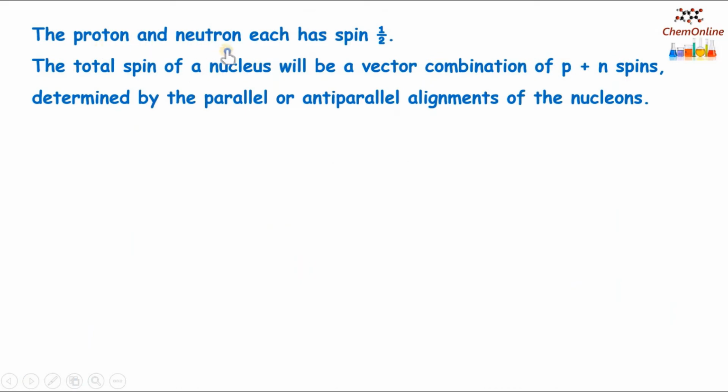Each proton and each neutron will have a spin 1/2, similar to that of electron. And the total spin of a nucleus will be a vector combination of p plus n spins, where p is the number of protons and n is the number of neutrons. And this spin is determined by the parallel or anti-parallel alignments of the nucleons. That is, whether the spins of the protons and neutrons are aligned parallel or anti-parallel.